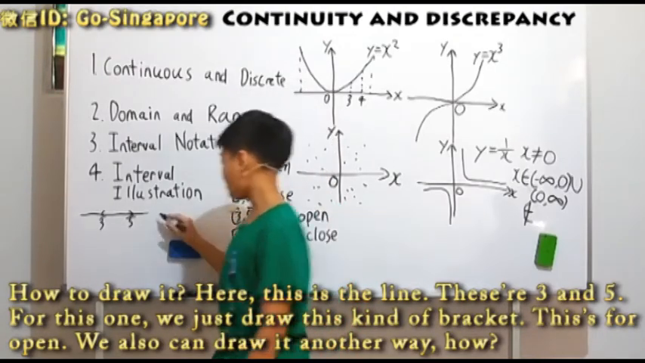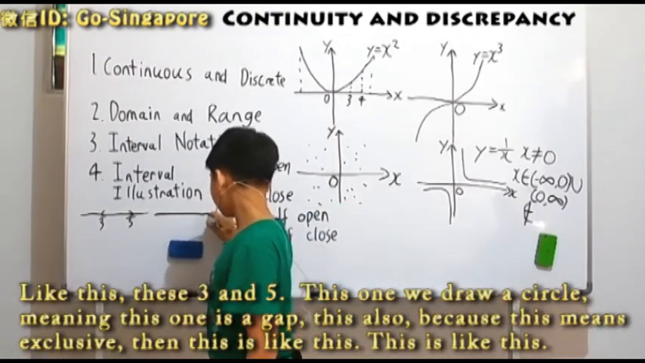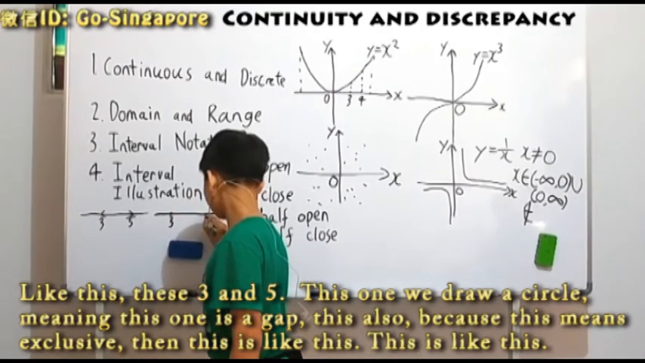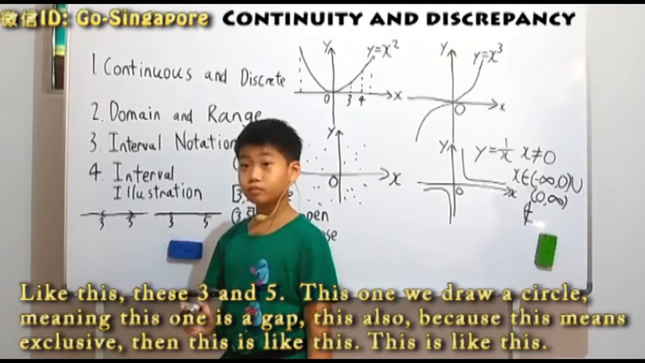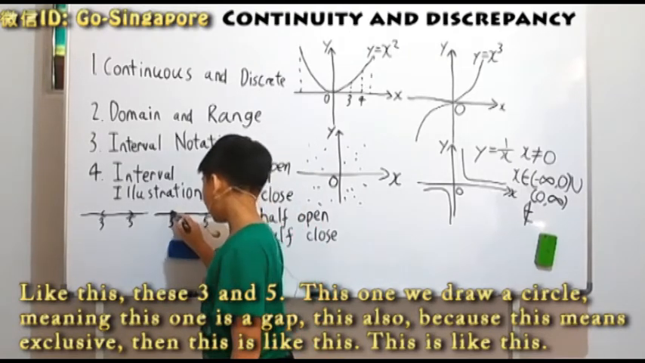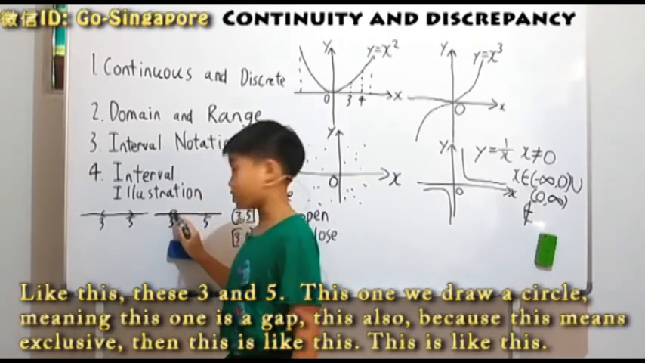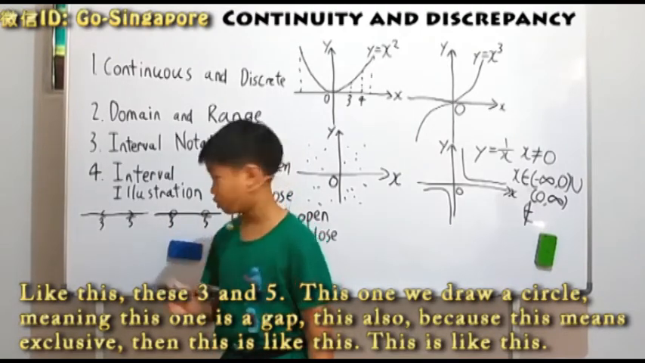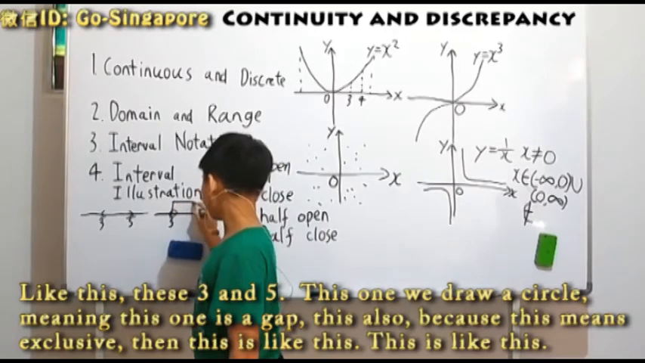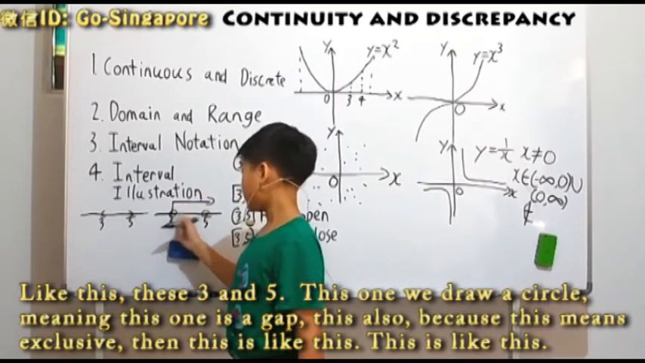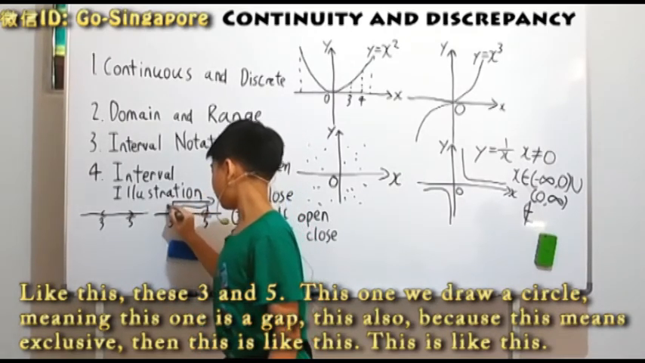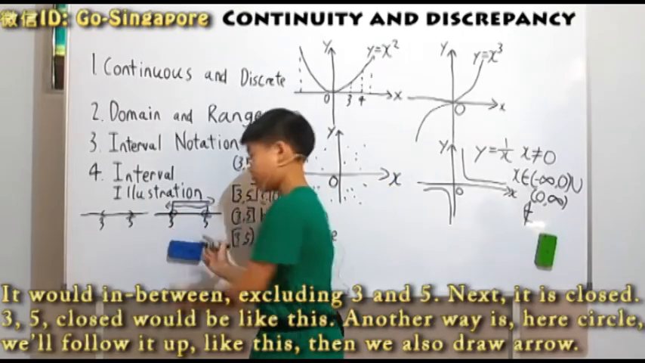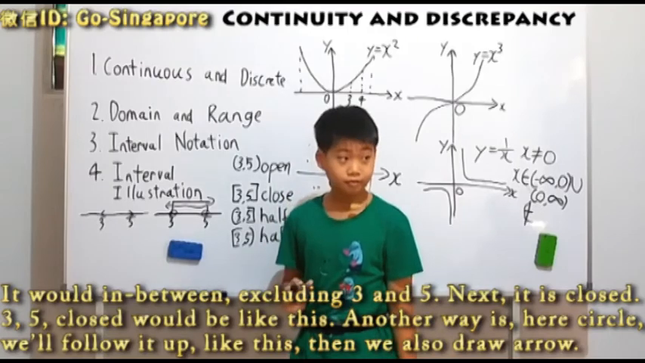We also can draw it another way. How? Like this. This is 3, 5. This one we draw a circle, leaving this one a gap. This one also, because this means exclude. Then this is like this. It will be in between, excluding 3 and 5.